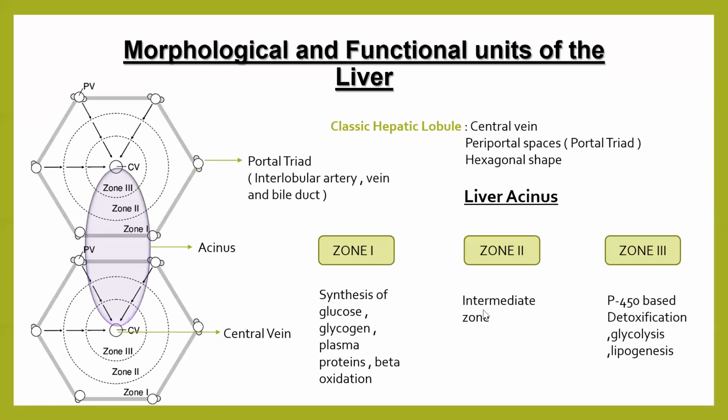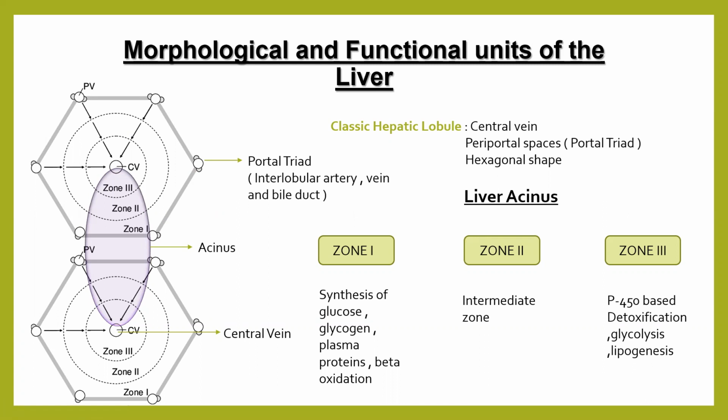Before we jump into the pathology, let's get an overview of the morphological and functional units that make up the liver. The classic morphological unit of a liver is what we call a hepatic lobule. It's this hexagonal shape that we see on the left side and is made up of one central vein, a portal triad located in the periportal spaces, and is divided into 3 zones. The portal triad is made up of interlobular artery, which is a branch of the hepatic artery, interlobular vein, which is one of the branches from the portal vein, and bile duct.